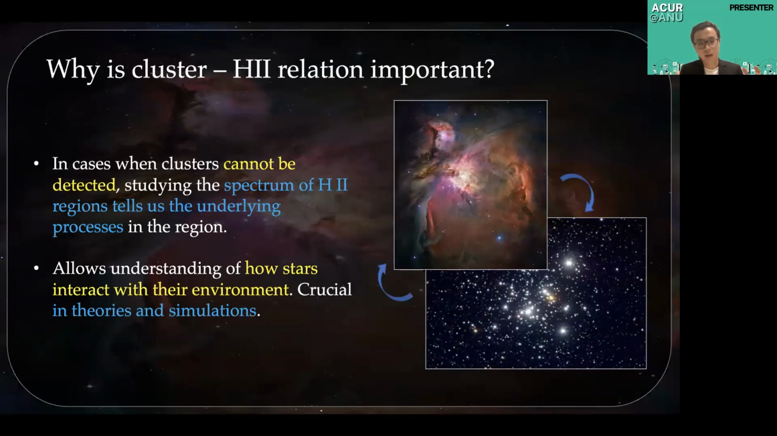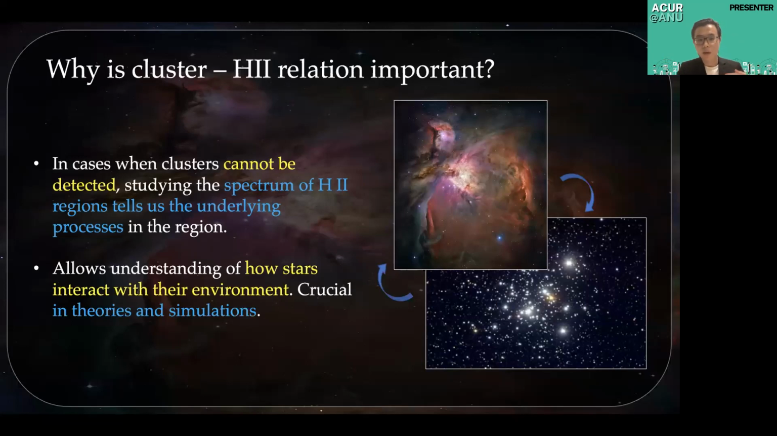I'm going to give two examples. The first example is in cases where clusters cannot be detected, which is when galaxies are really far away. We are still able to study the spectrum of H II regions because they are many times bigger than these clusters. And it also allows understanding of how clusters interact with their environment, which is in itself a very important field in astrophysics. It helps a lot in understanding theories and simulations.